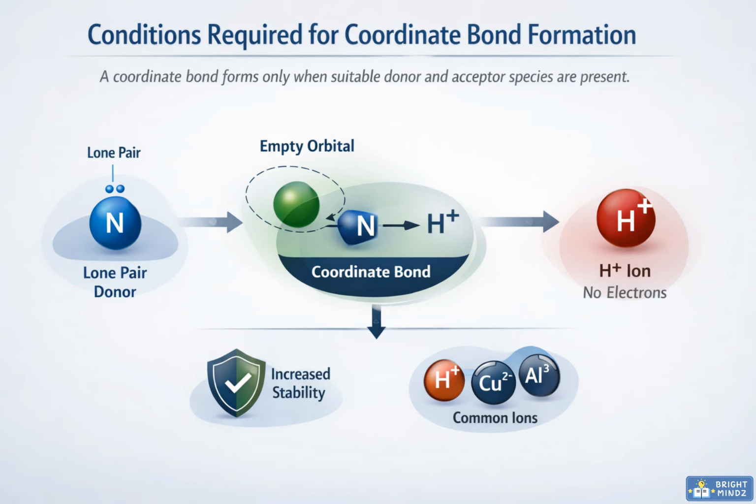To decide whether a coordinate bond can form, ask three questions. First, does one atom have a lone pair it can share? Nitrogen in ammonia is a classic donor. Second, is there an acceptor with an empty orbital or strong electron deficiency? A hydrogen ion fits well because it has no electrons of its own. Third, does sharing the pair make the system more stable? If yes, the lone pair can be donated and a coordinate bond can form.